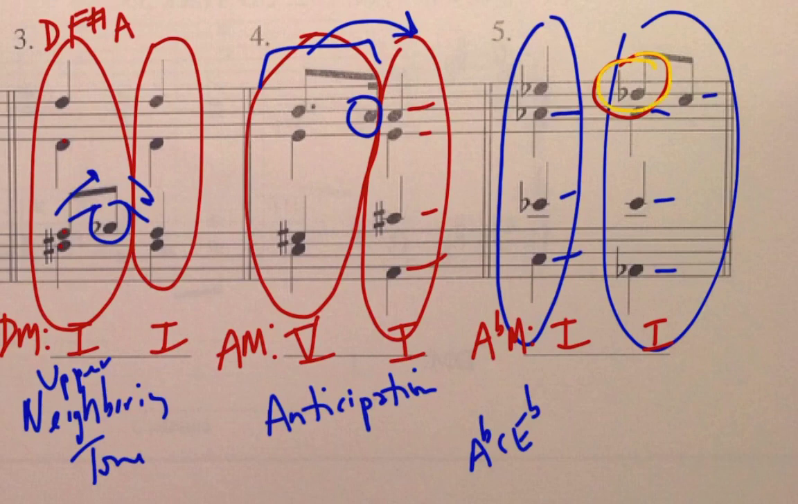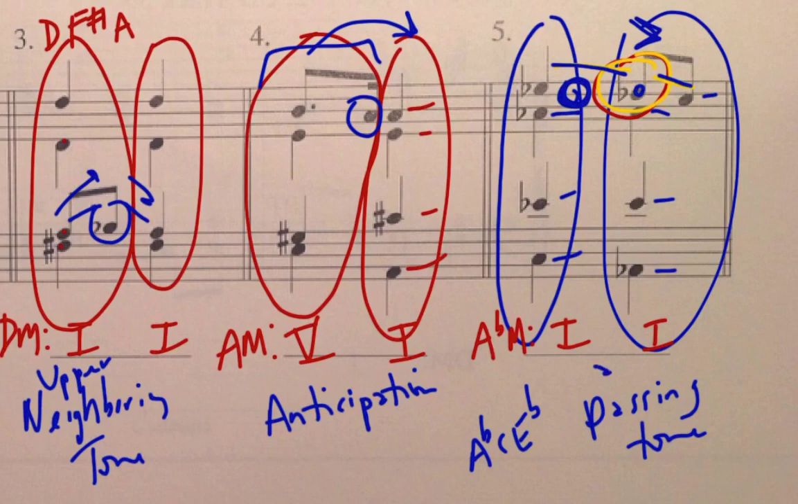So what is that? Well, let's look at how it's approached, and that's by step, and then it's resolved by step in the same direction. Okay, so approached by step, resolved by step in the same direction, that's a passing tone. And that's the formula for a passing tone. This is an accented passing tone, in a sense, because the passing tone happens right on the downbeat of that chord. If the D flat had been over here, before the C here, then we would say it's an unaccented passing tone. So, accented passing tone because it's on a strong beat.